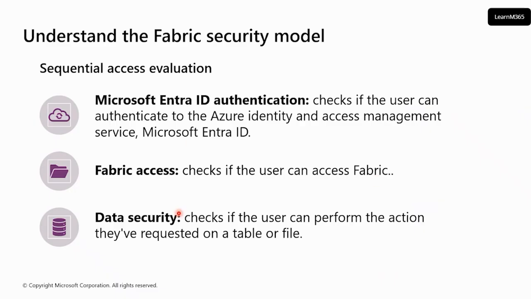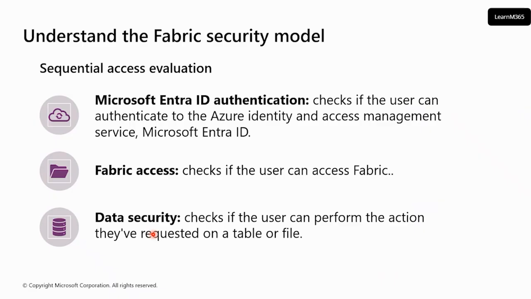Then we have the third layer of security, which is data security. Data security evaluates whether the user has permission to perform actions like read, write, or delete on specific data assets, such as files or tables. This is a more granular control which ensures users only do what they are authorized to do. It is just like, even if you are in the server room, you might not be allowed to touch every server. That is basically what data security is all about.